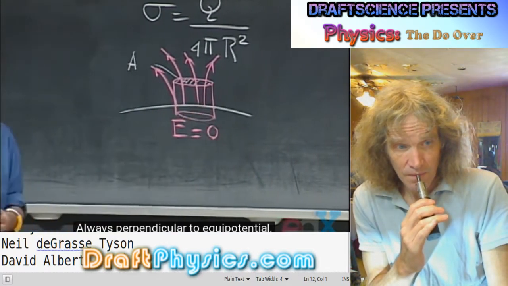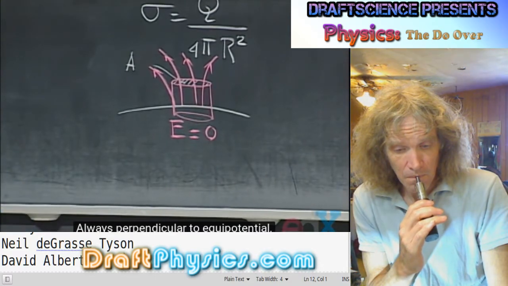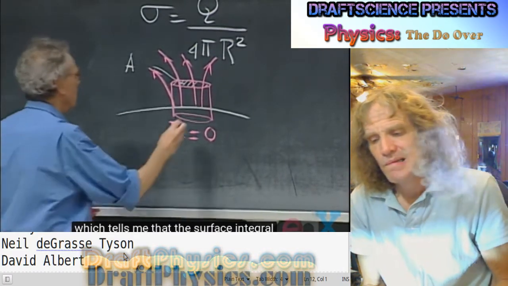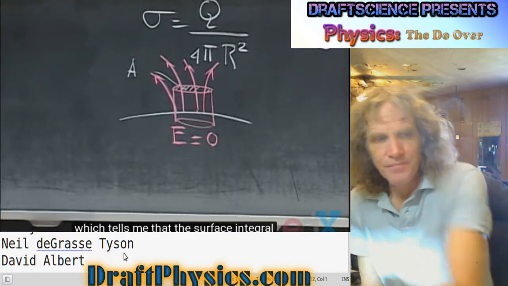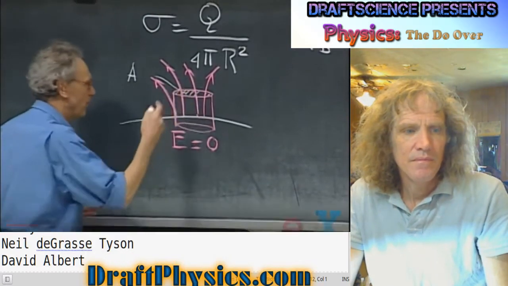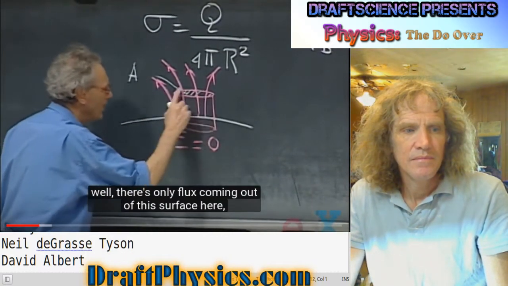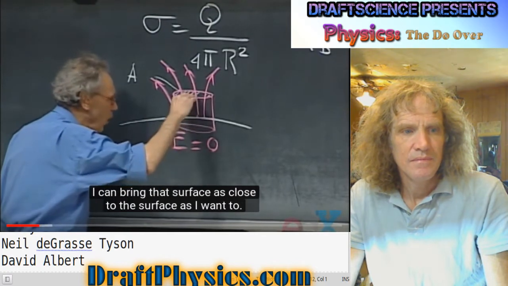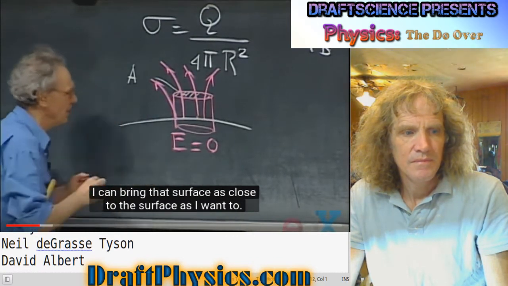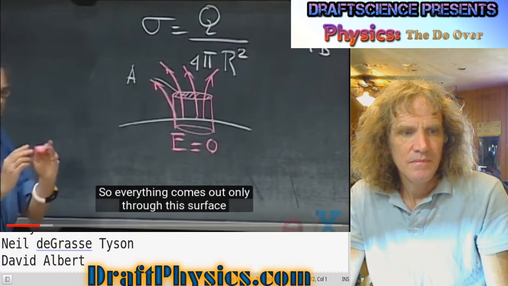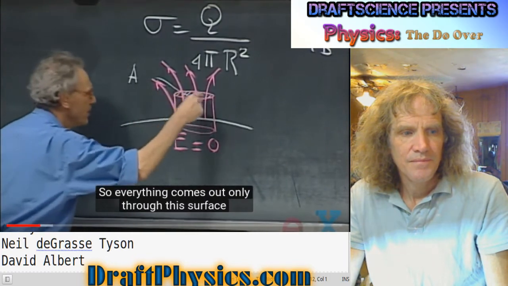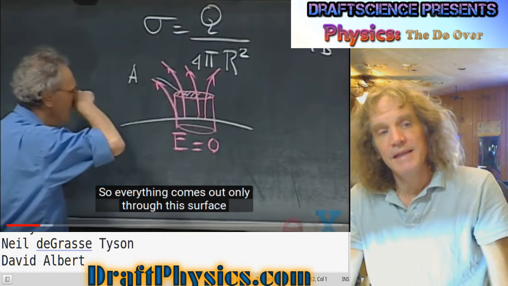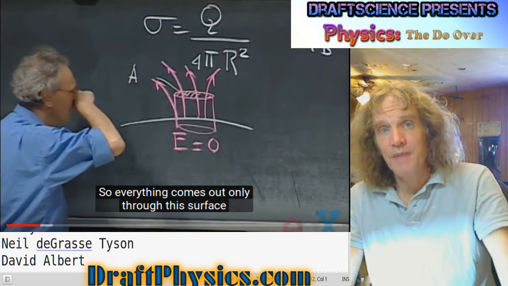Always perpendicular to equipotential. So now if I apply Gauss's law, which tells me the surface integral of the electric flux throughout this whole surface, well, there's only flux coming out of this surface here. I can bring that surface as close to the surface as I want to. I can almost make it touch the conductor. So everything comes out only through this surface.